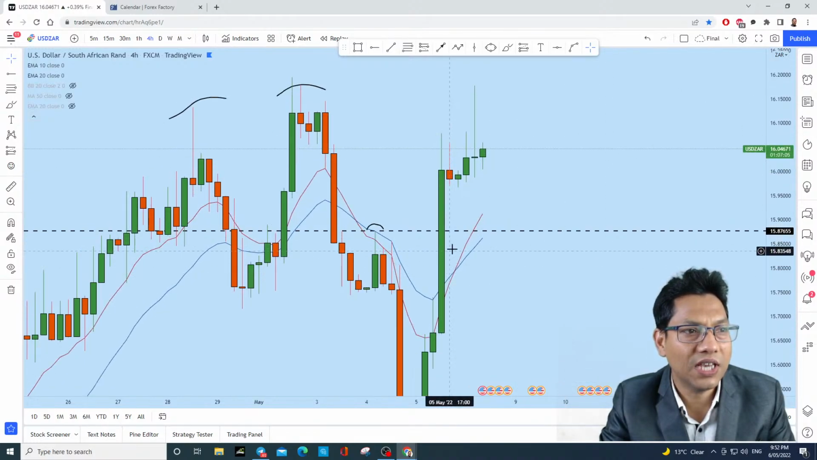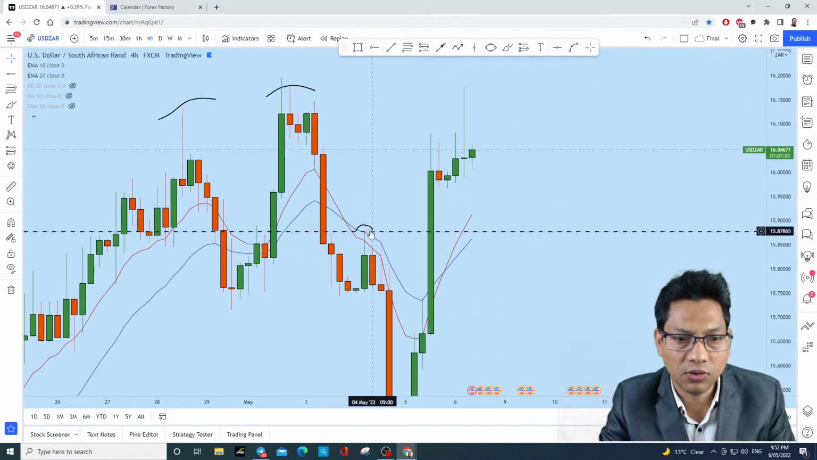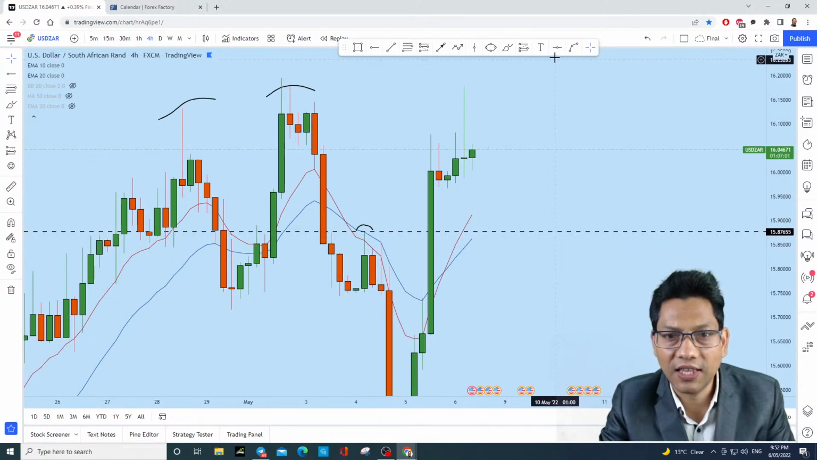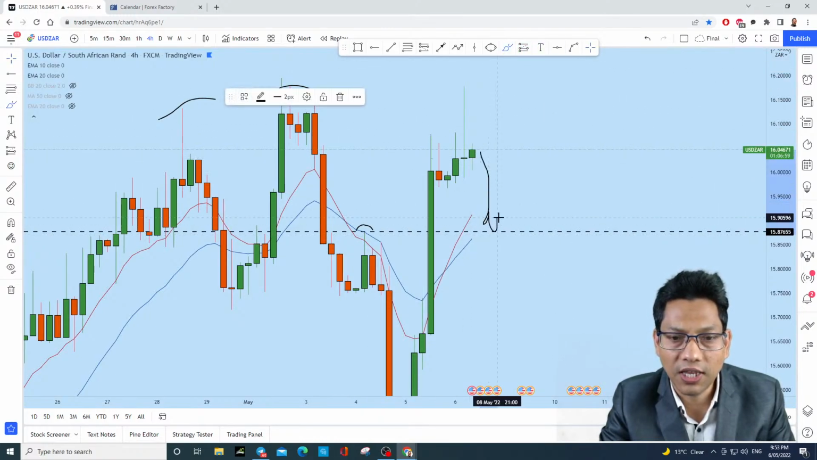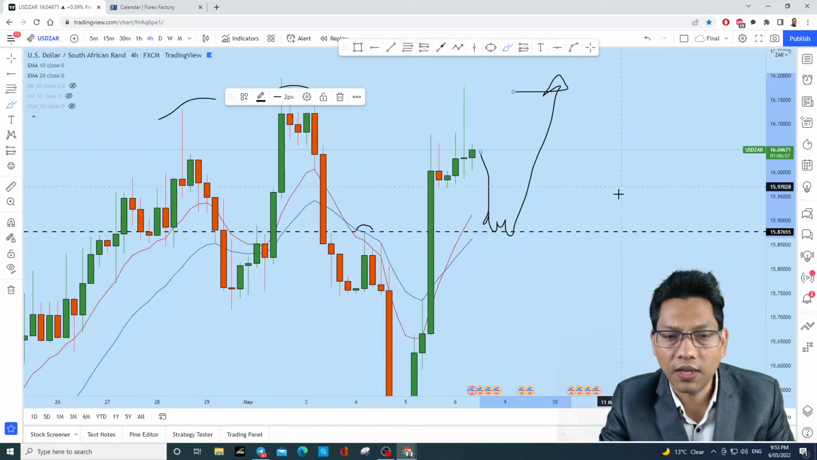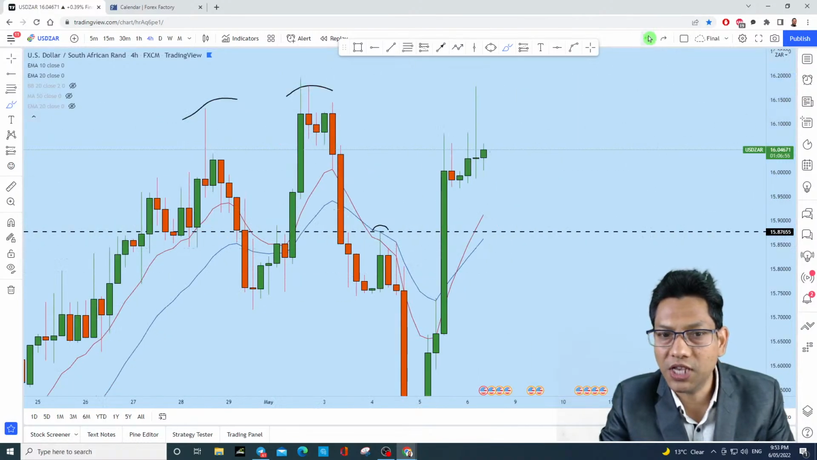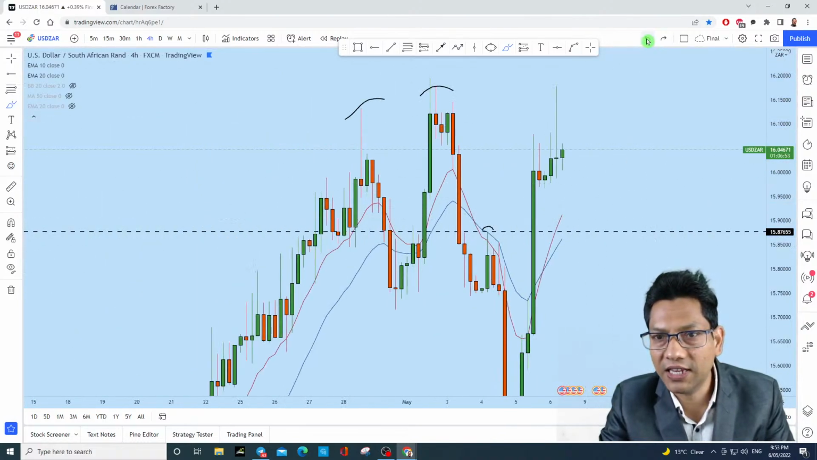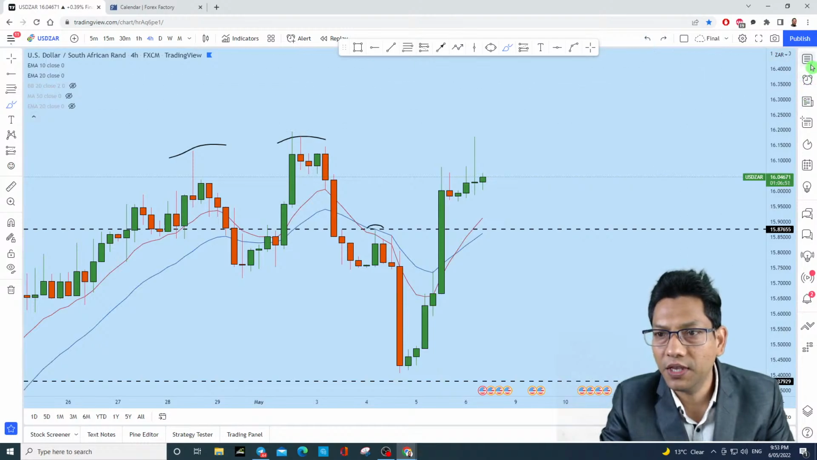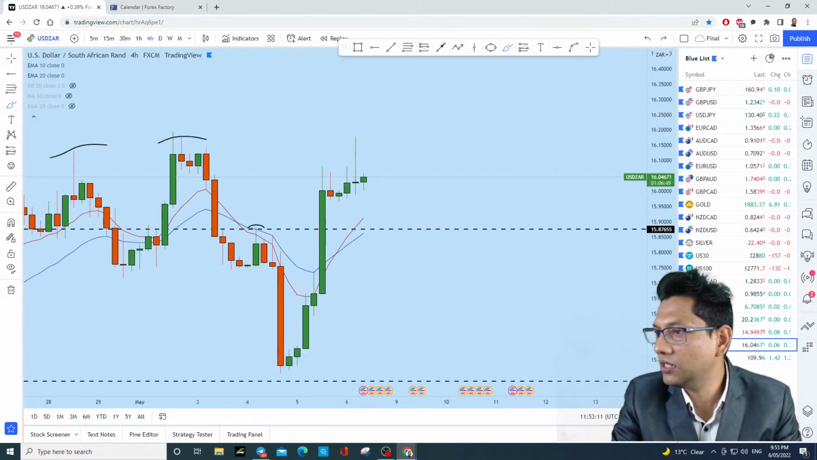So USDZAR, you see this resistance, I think the price will come here to test this as a support, and from here it might shoot to the upside. This kind of pattern is created in USD CAD as well. Okay, so USD CAD also did the same pattern.